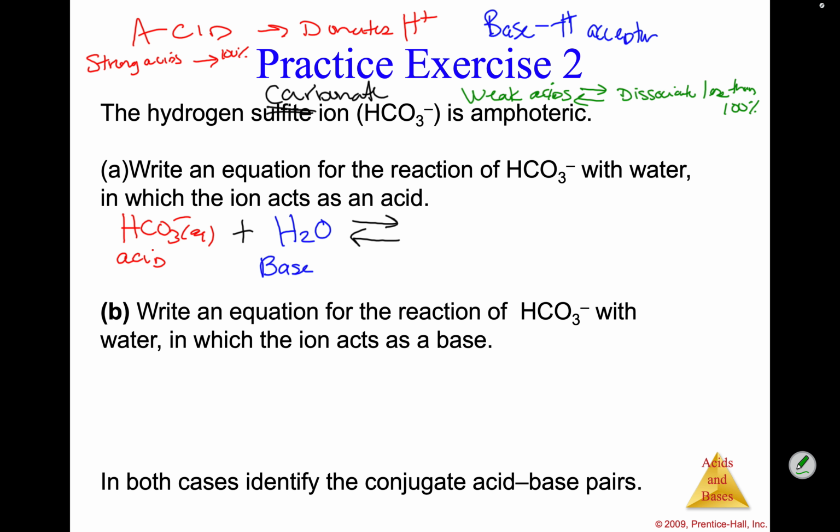Any equilibrium reaction has a K, an equilibrium constant. If we're looking at an acid reaction, we're going to call that a Ka. If we're looking at a base reaction, what do you think we're going to call it? Kb. So here, the acid reacts with our base, hydrogen carbonate. Acid donates a proton, the base accepts the proton.